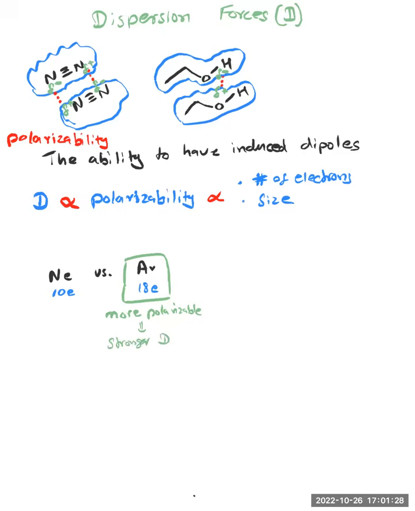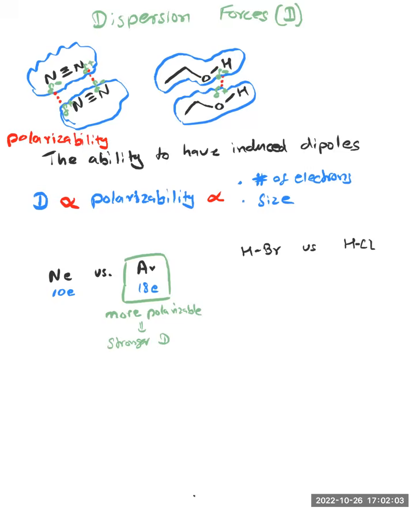Now let's consider another example. Let's consider something like, let's say, HBr versus HCl. So these are polar molecules. Still, when it comes to dispersion forces, it doesn't matter whether they are polar or non-polar. What matters is the polarizability. If we determine which one is more polarizable, that one will have stronger dispersion forces.